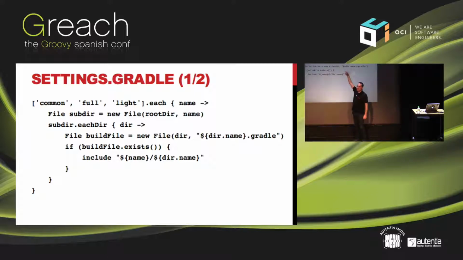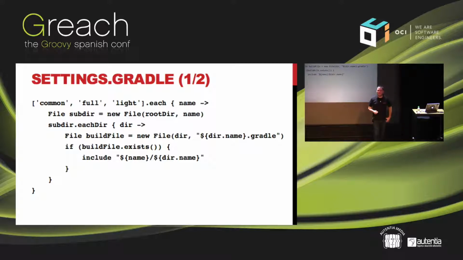So I'm going to iterate over all the first level directories, trying to find the names of the second level directories, which is this one right here, and see if there is a build.gradle file, well actually a project name.gradle file that matches. If that is the case, then I know that that particular subdirectory is a Gradle project. So I'm going to include it just like that.